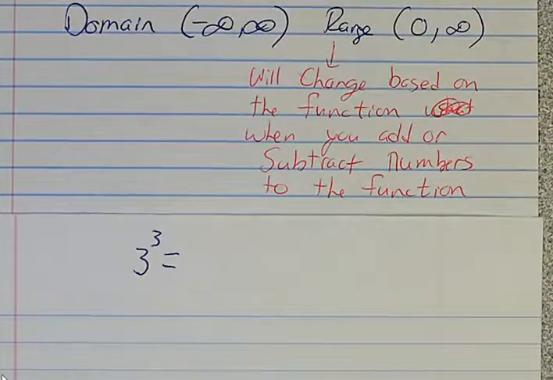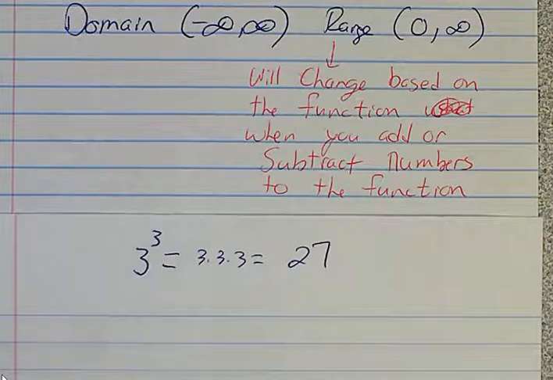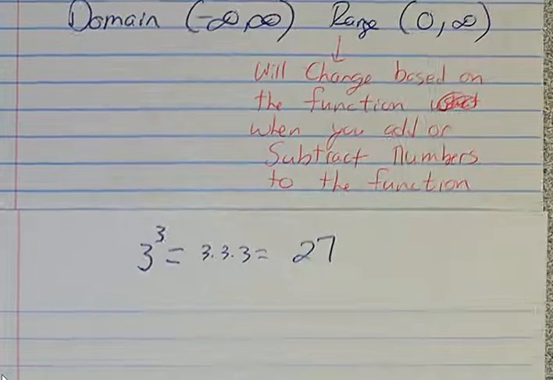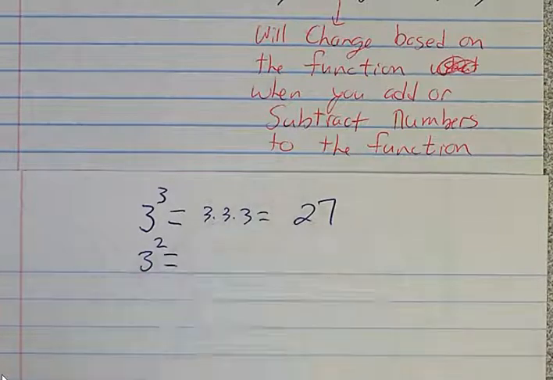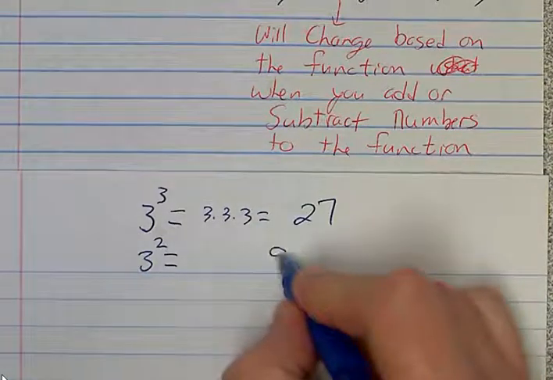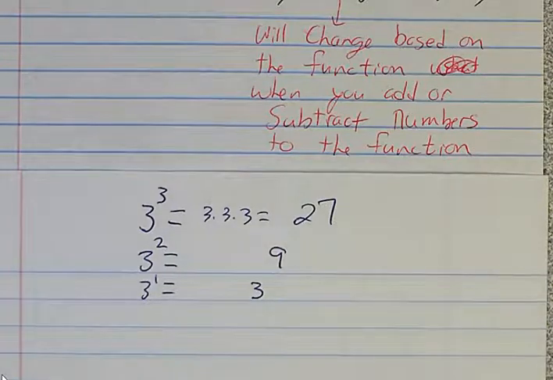If you have 3 to the third power, what is 3 to the third power? 3 times 3 times 3, right? 27? Okay, what about 3 squared? 3 squared is 9, right? Of course, 3 to the first is 3. Now, here's where we're going back to the 0 power. And I think we mentioned this one, but again, it never hurts because sometimes people didn't hear it the first time we talked about it.